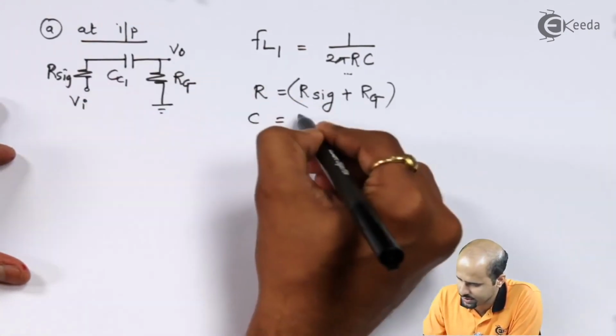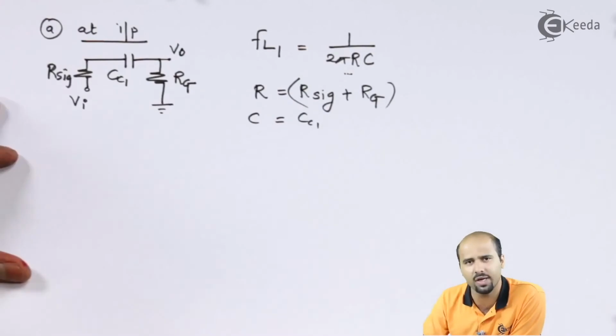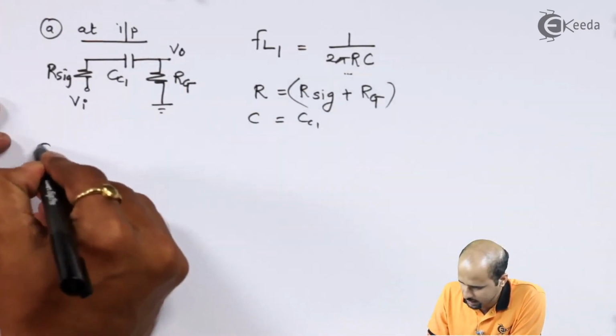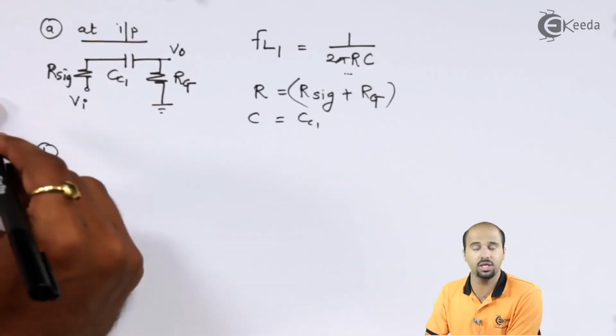C will be CC1 obviously, and then put the value, get the answer, you will get the value of FL1. Okay, so let's move towards the second part, that is nothing but the output side.